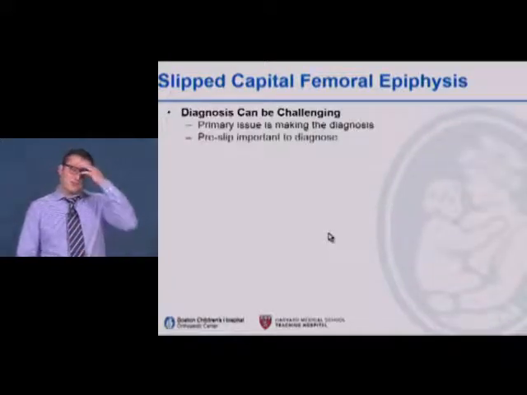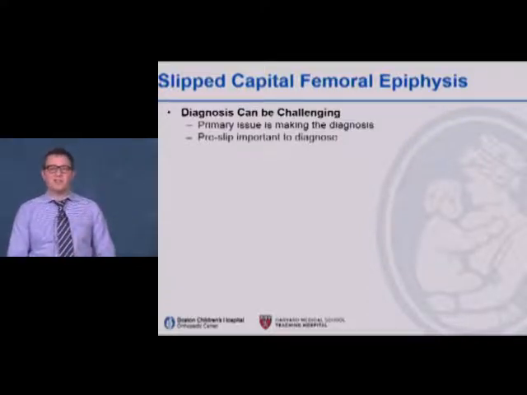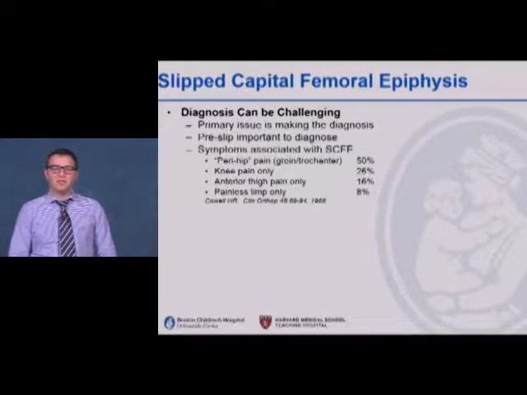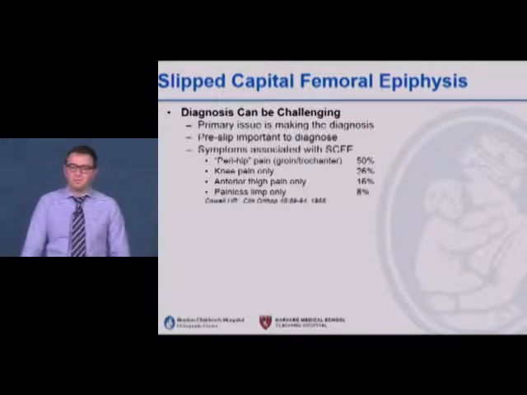So the diagnosis is challenging. The primary issue for you is to make the diagnosis and identify those kids who have a pre-slip condition before they fall off and before their ice cream cone falls on the floor. So when you think about the symptoms, most kids will have some sort of groin pain, but almost a quarter will have knee pain only. So think about the knee pain relating to the joint above when a child presents with knee pain.